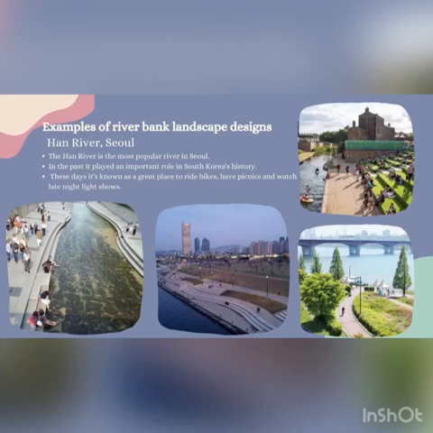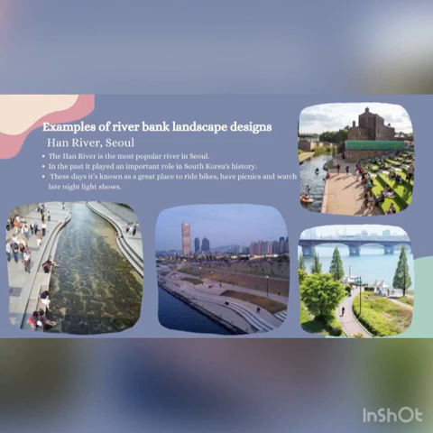An example of riverbank landscape design. Han River in Seoul. Han River is one of the most popular rivers in Seoul, known as a great place to ride bikes, have picnics, and watch late-night shows. As you can see in the pictures, they have provided a safe and clear environment for people to gather and to do different kinds of activities.